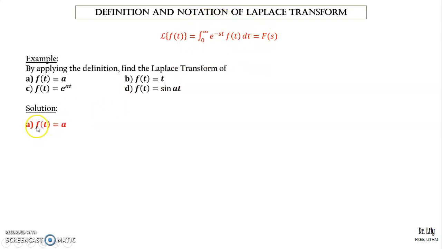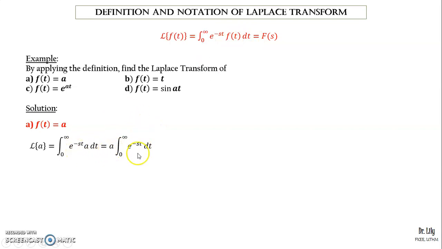Okay, contoh yang pertama, you ada f(t) is equal to a, so maknanya Laplace a is equal to, you integral daripada 0 sampai infinite exponent negative st multiply with a, because your f(t) is a kan, so kat sini you ganti dengan a.